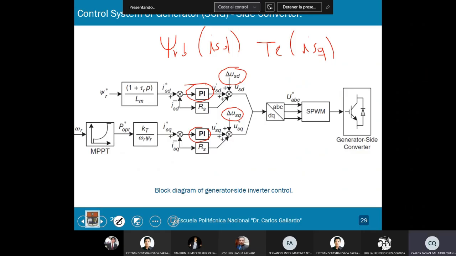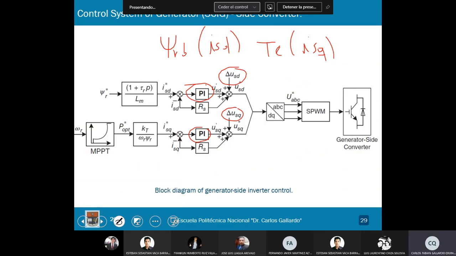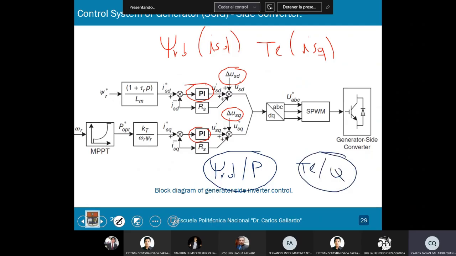Therefore, the main conclusion here for the decoupled control of the active and reactive power: the rotor flux on the D axis and the active power, this is for the first decoupled term, and the electromagnetic torque and the reactive power are decoupled with these two decoupled items from the stator equation. This is the block diagram of the generator side inverter control.